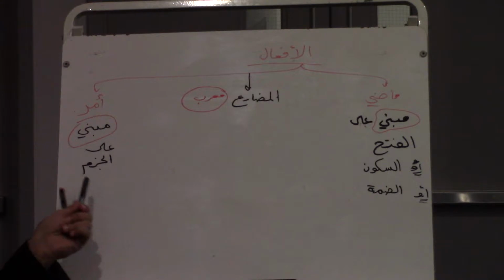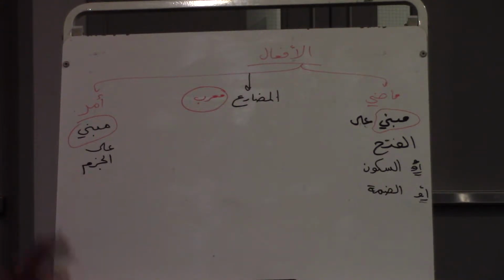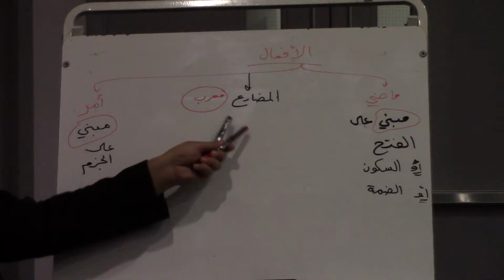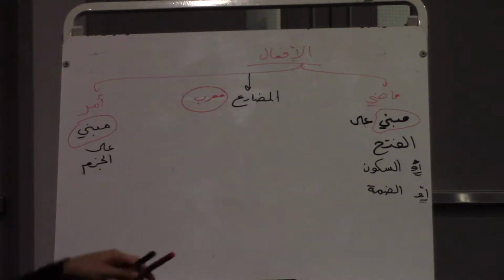Over here is mabni al jazm. It has a status, but it's stuck to it. It can't change, so it's still mabni. Mu'rab means you can flip. You can go from marfu' to mansoob to majzoom, or from marfu' to mansoob to majroor. That's what mu'rab means. You can go from one status to the other. You can carry different capacities. Al-mudari' is mu'rab. It can carry different capacities within a sentence.